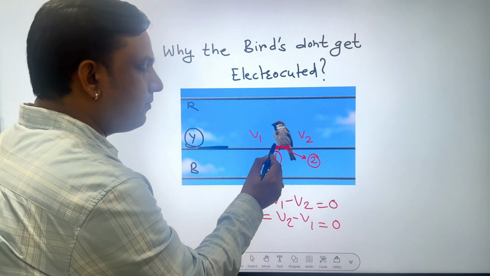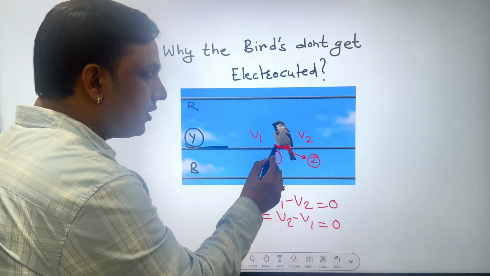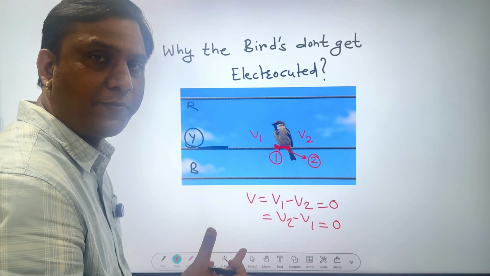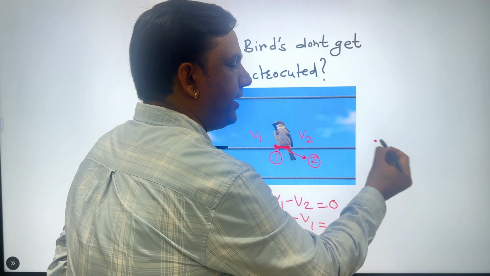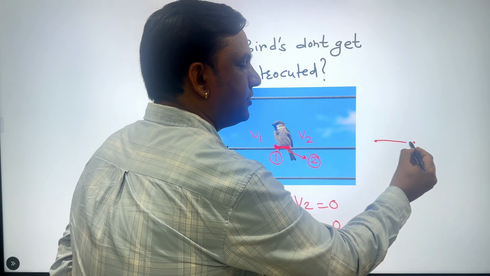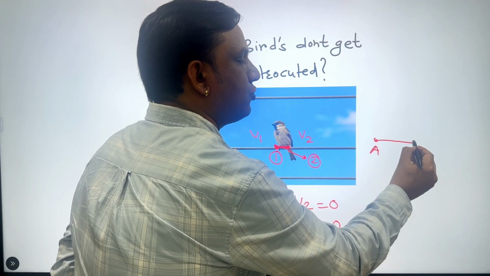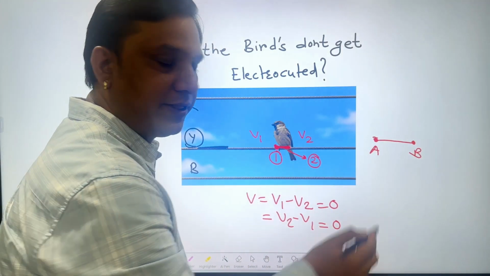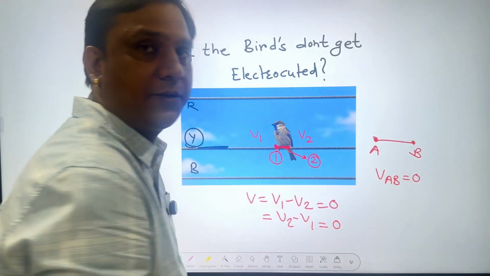And that is why, if the potential difference is zero, then no current is flowing between point 1 and 2. This is the basic property of any short circuit: if any 2 points, point A and point B, are at the same potential, or short circuited by a conductor, then the potential difference between them remains 0. The potential difference is 0.